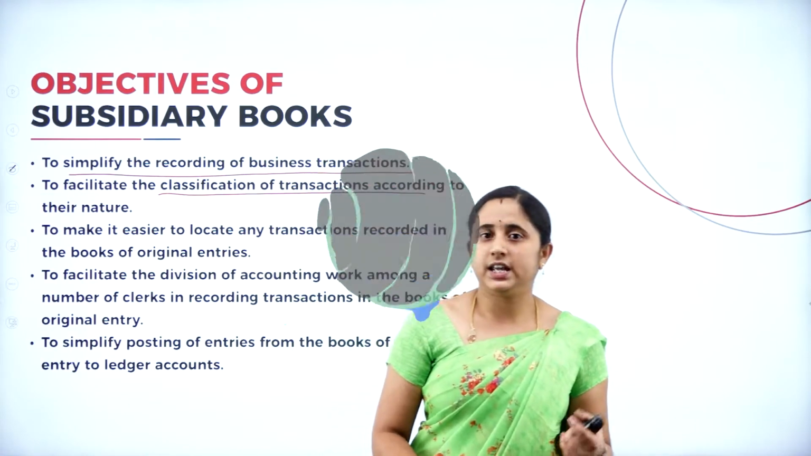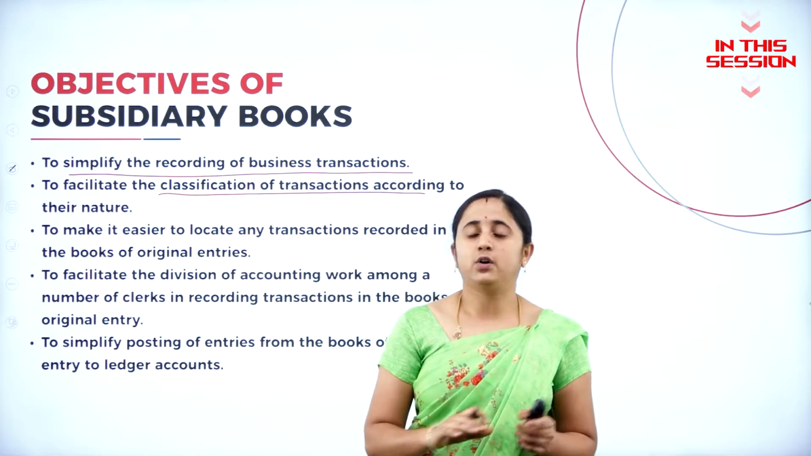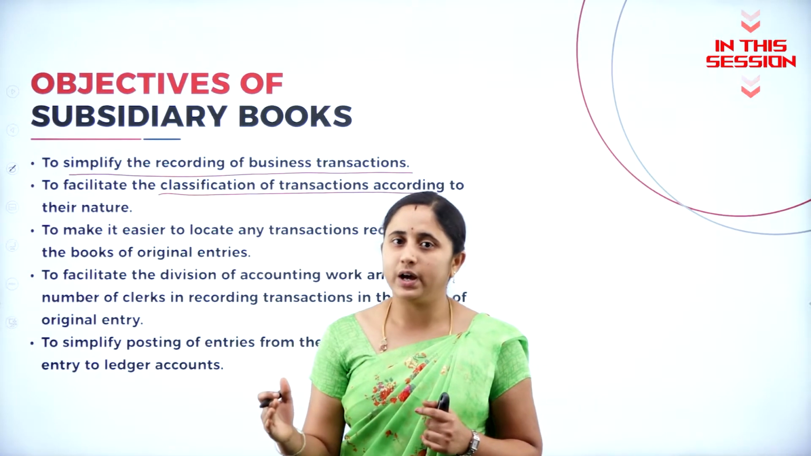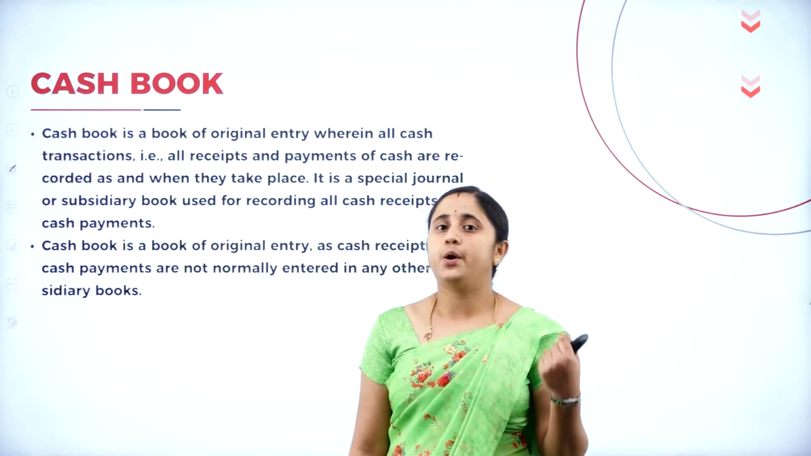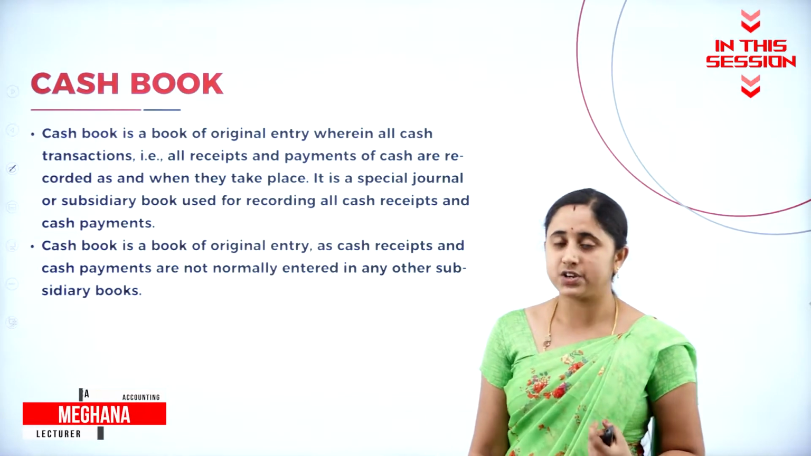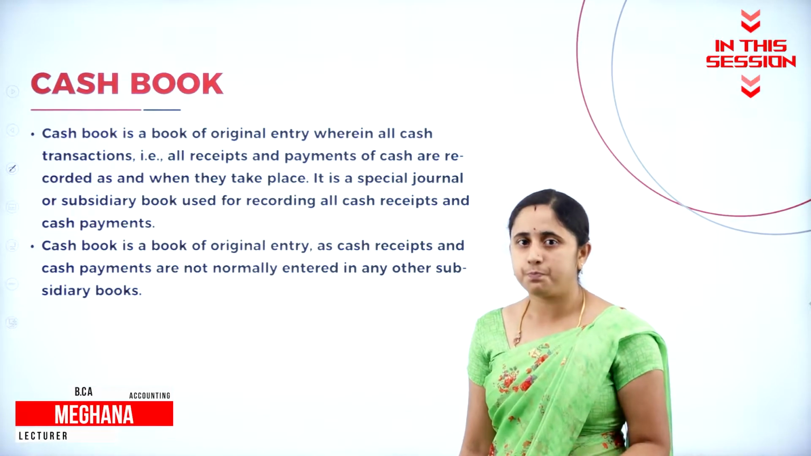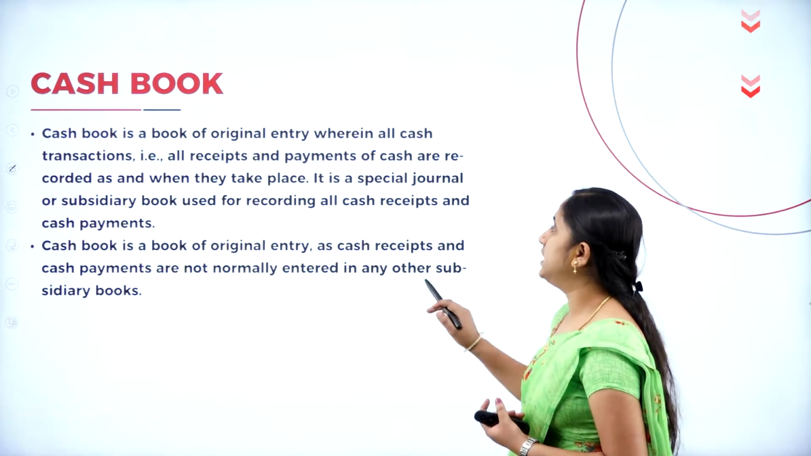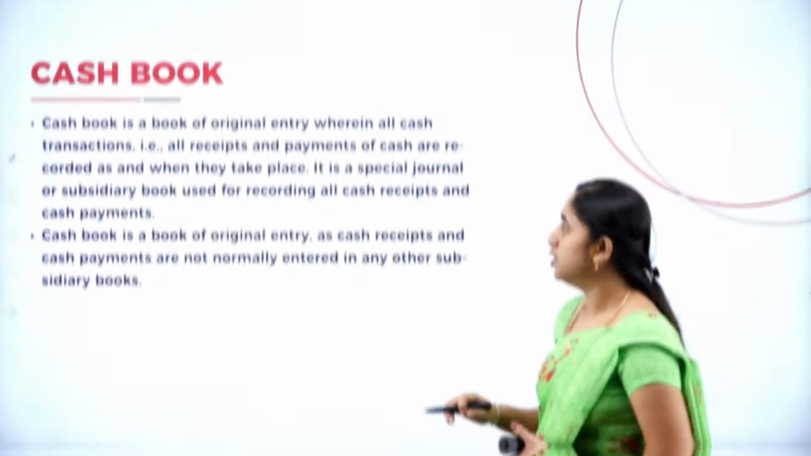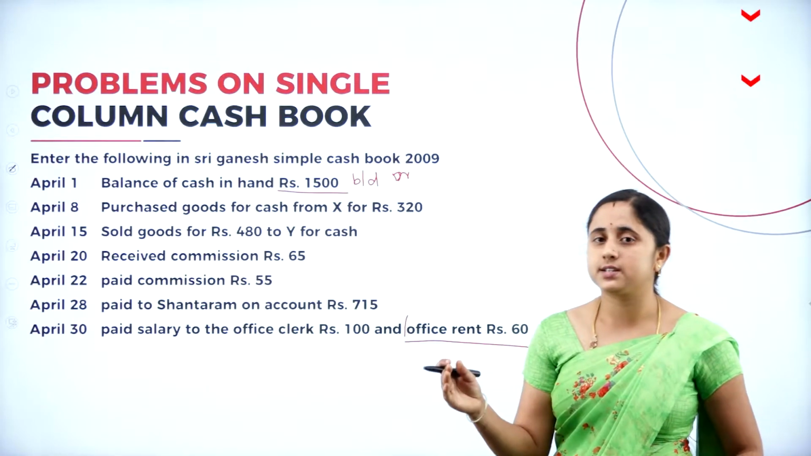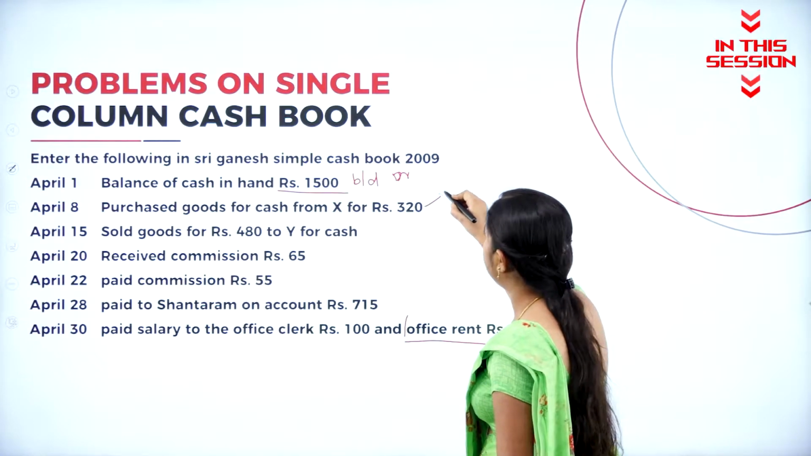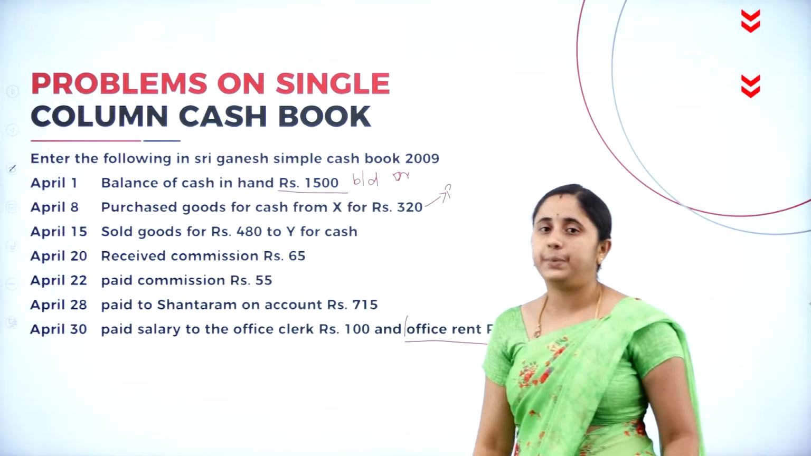In journal entry, only one person can record at a time. So in subsidiary book, it divides the work. In cash book, you will record only the cash transaction, cash receipts, cash payment, that is cash coming in and cash going out. First, you need to identify whether it is a receipt or payment. When you made a purchase, you are going to pay the money. So this is the payment.